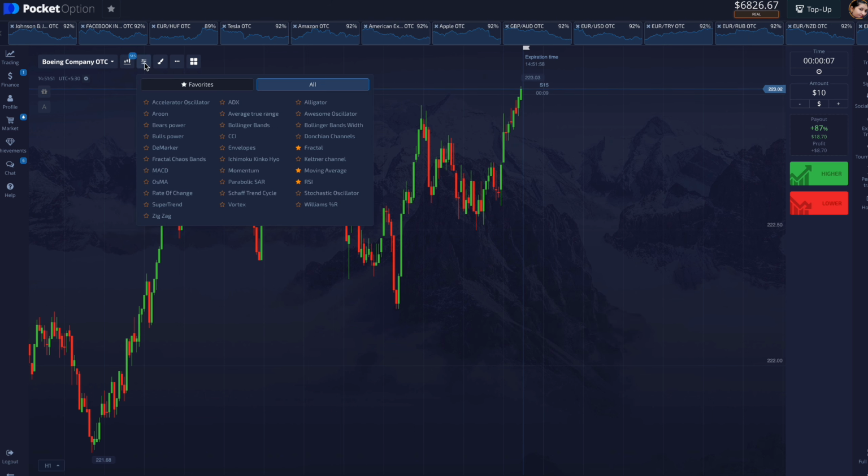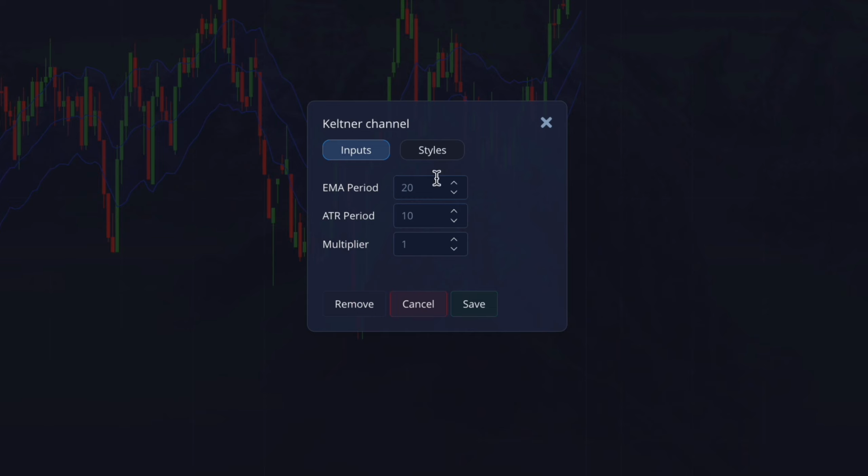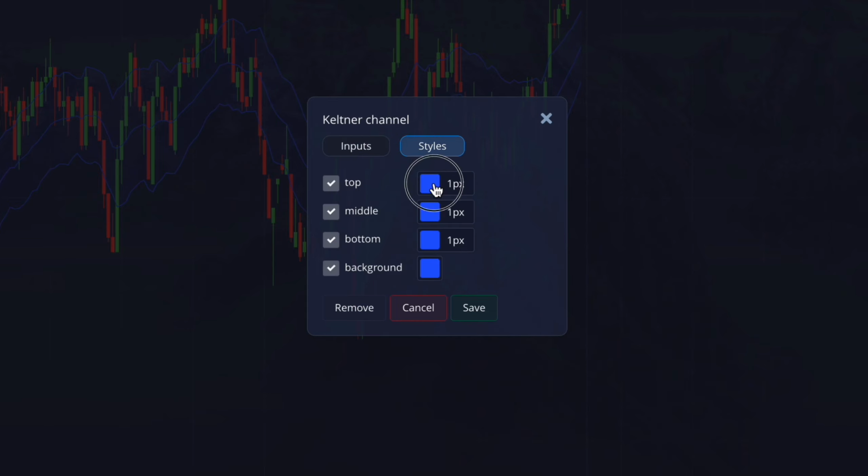Okay, let's add the indicators. Add the Keltner channel and check its settings carefully. Leave it with the default settings and just change its style. Watch it carefully.